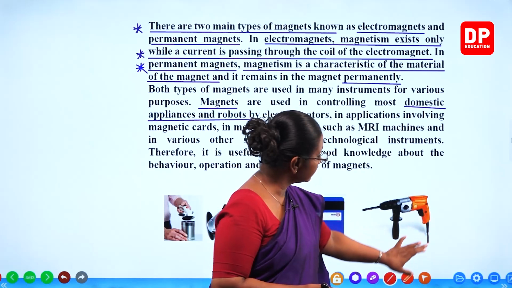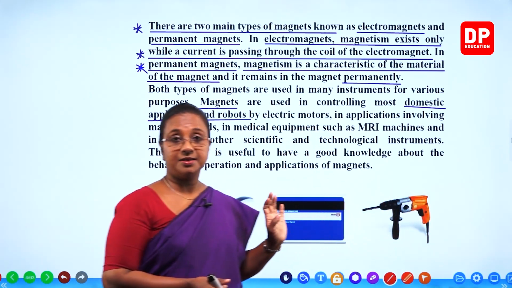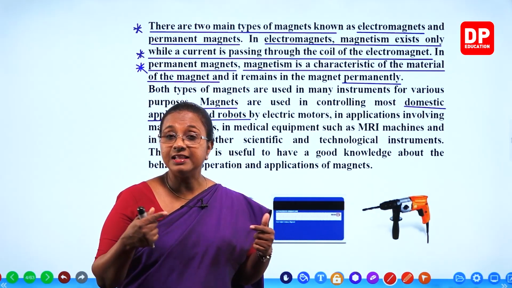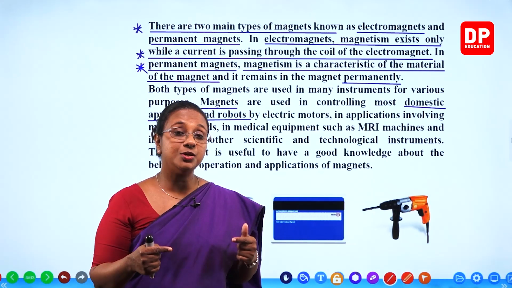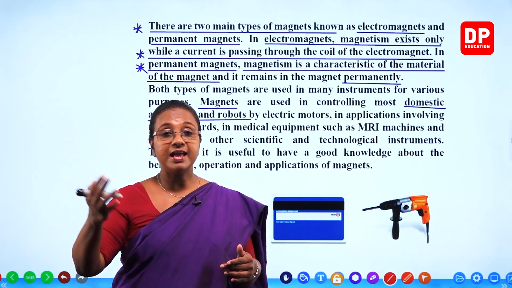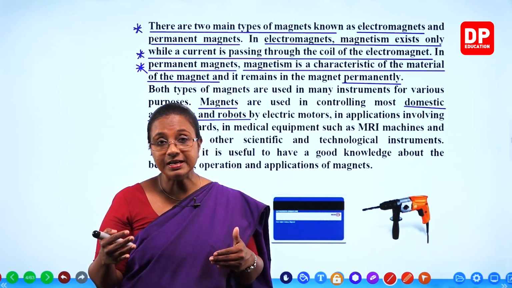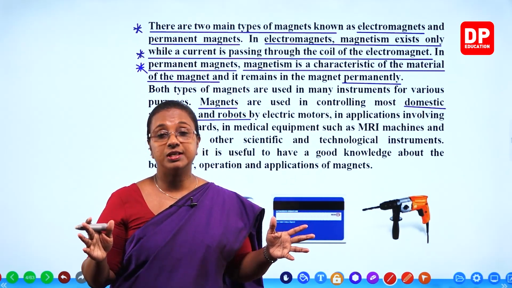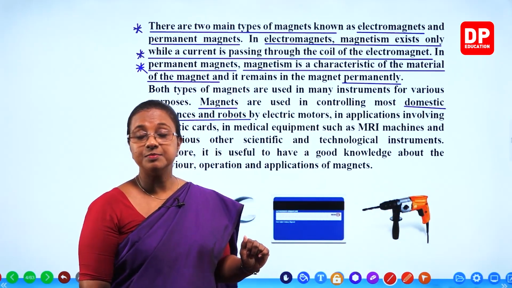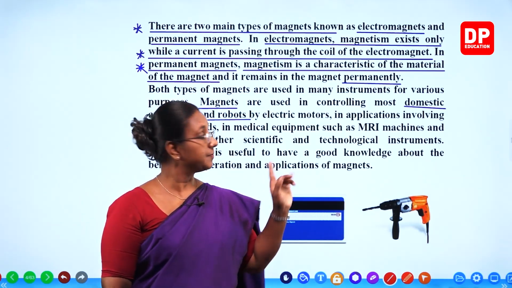Then you can see this is a drill. In a drill, there is a motor inside. That is why the drill is able to rotate. Like that, there are so many instruments that use electric motors. The water pumps, the fans, wherever you see rotation or motion or movement, usually there are motors. So, there also magnetism is used. So, these are different instances.